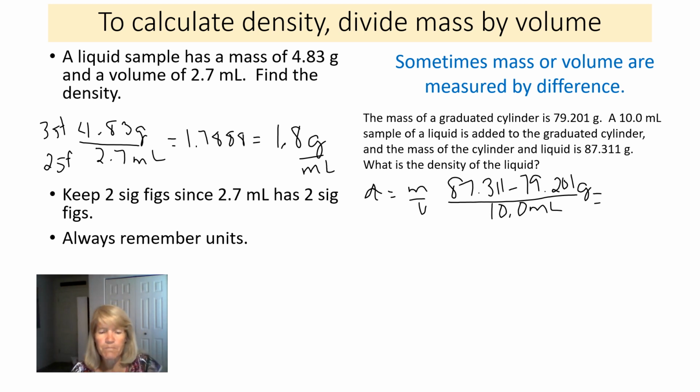So I go to my calculator. We've got 87.311 minus 79.201, and that's equal to 8.11, divided by 10.0, and I get 0.811 grams per milliliter. Okay, and can we keep all those figures? When we subtract these two, we need another 0 here because we have 3 past the decimal, 3 past the decimal. And so that's 4 significant figures. Our denominator has 3 and we're keeping 3, so that's good.